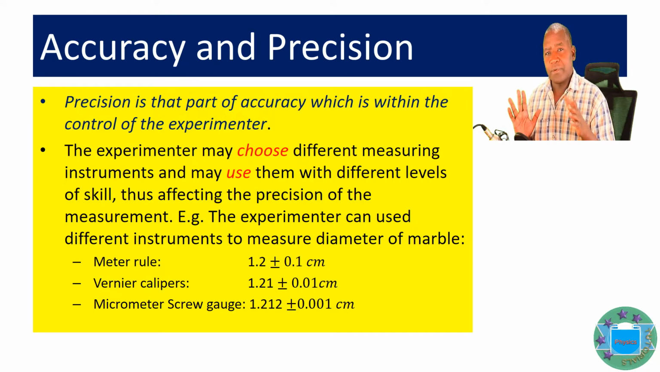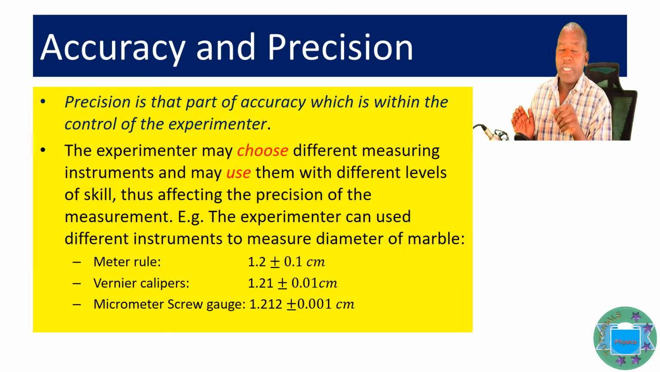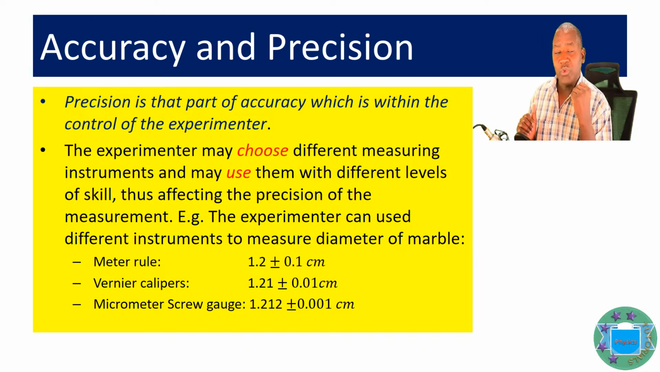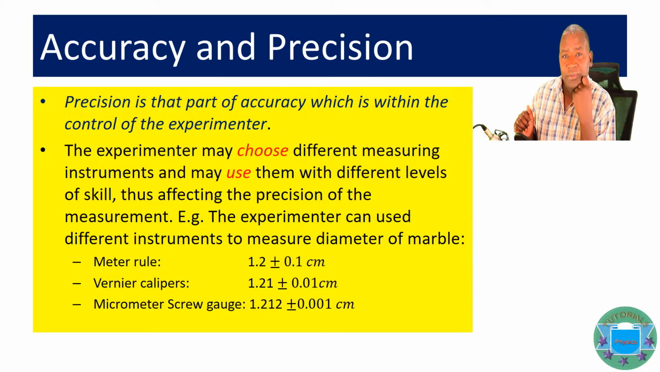Let's take, for example, the example that I've already given, the measurement of the diameter of a marble using a meter rule, a vernier calipers, and a micrometer screw gauge. Maybe a meter rule gives us a reading of 1.2 plus or minus 0.1 centimeters. 0.1 centimeters is the least count on the scale of a meter rule. We count in steps of 0.1. It's possible to count in steps of 0.1. So that 0.1 centimeters there is the least count.